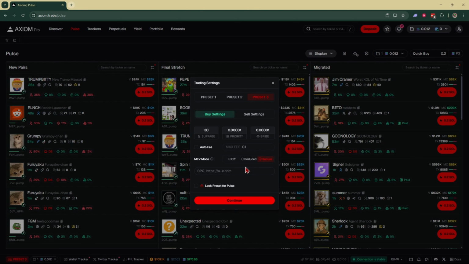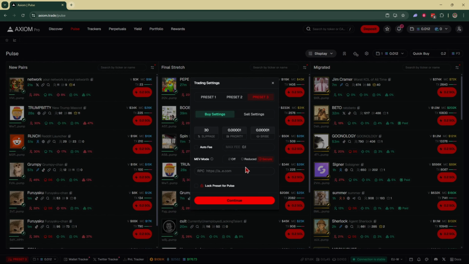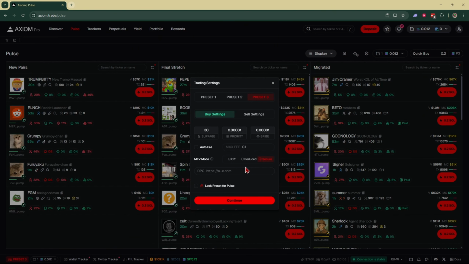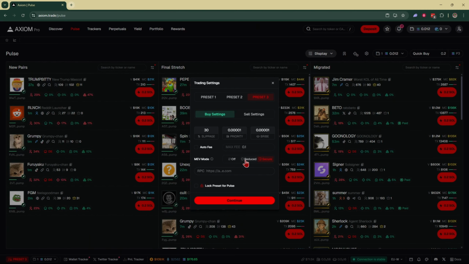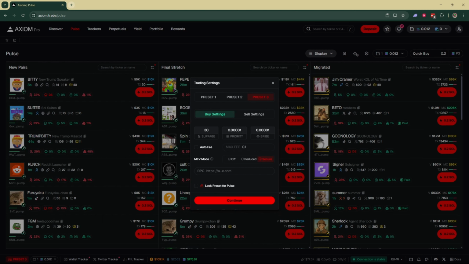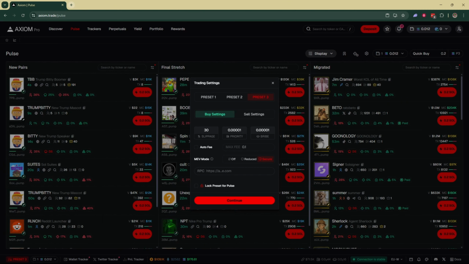If you're trading with a high portfolio and bigger trades of one Solana or more, make sure you have MEV mode on so you don't get MEV'd and you keep as much of your profit as possible. So while MEV bots can be a pain, Axiom Pro's protection keeps your meme coin trades secure and cost effective.